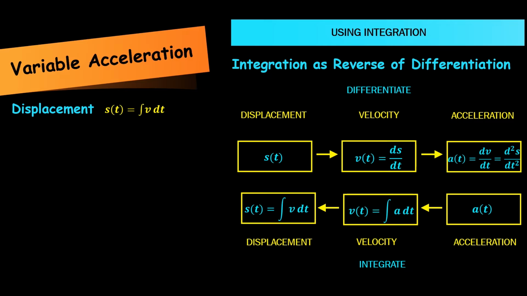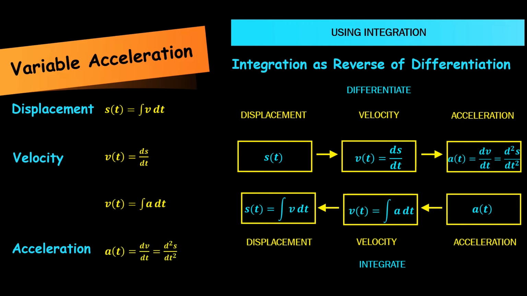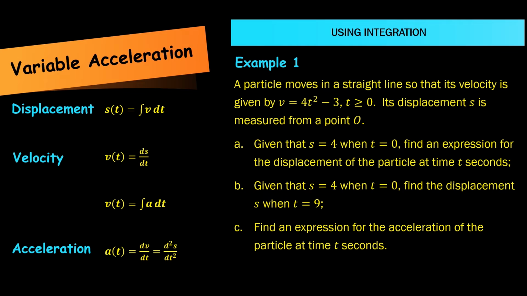So to summarize, s of t equals the integral of v dt, velocity v of t equals ds dt, or v of t equals integral a dt, and acceleration is dv dt, which equals d2s dt squared. Let's now apply these formulae to an example. Pause the video and have a go. Press play when you're ready to view the solutions.